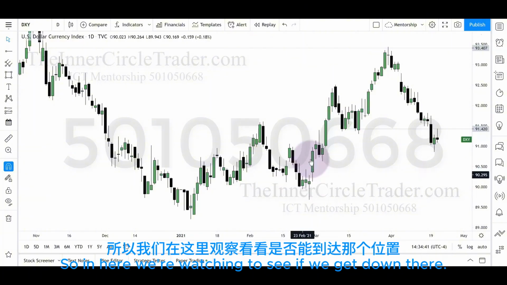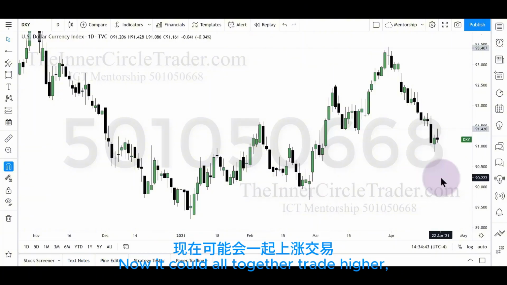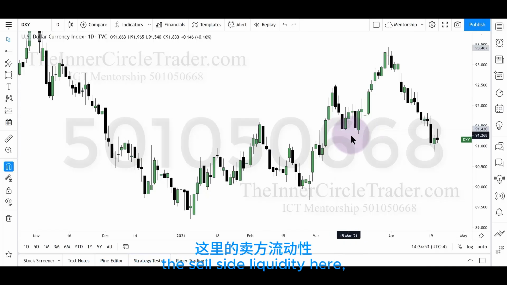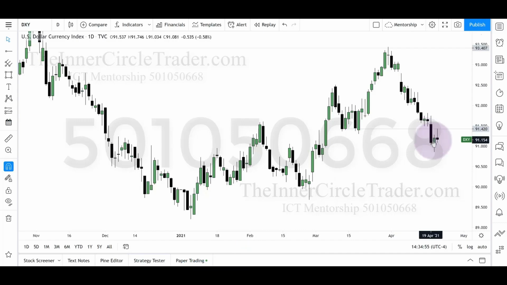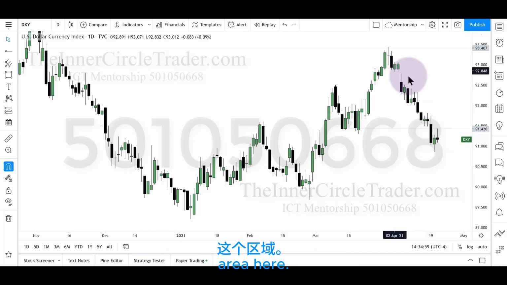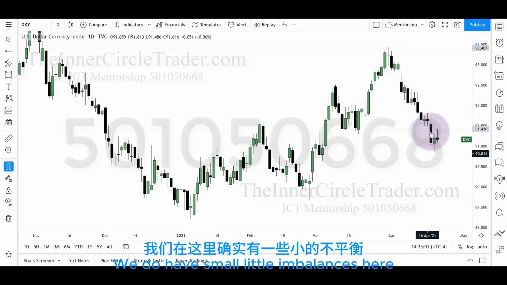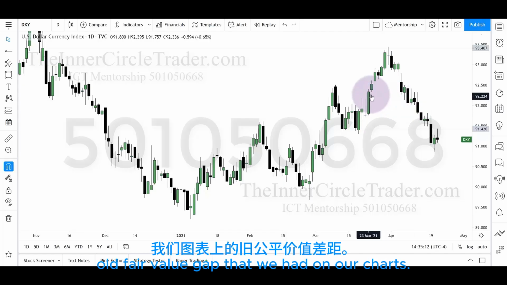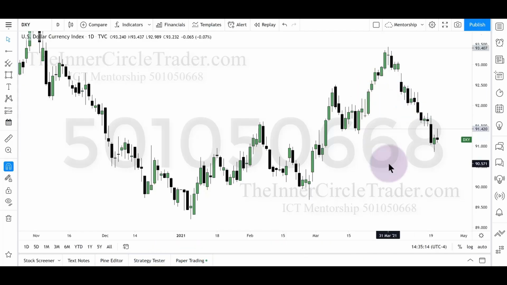So in here, we're watching to see if we get down there. Now, it could altogether trade higher, and in that case, we could have just moved below the sell side liquidity here, absorbed all of that, and the market wants to come back and maybe trade up into this area here. We do have small little imbalances here that might be useful. We have a bearish order block there as well, which is also basically close to the old fair value gap that we had on our charts.